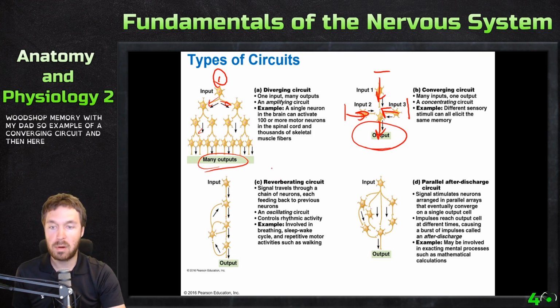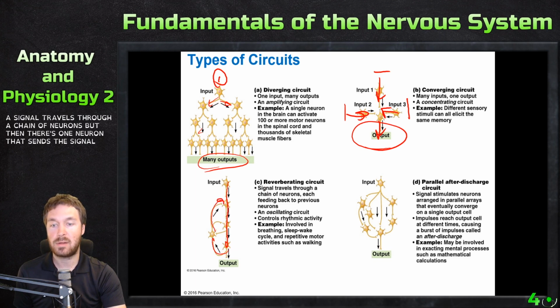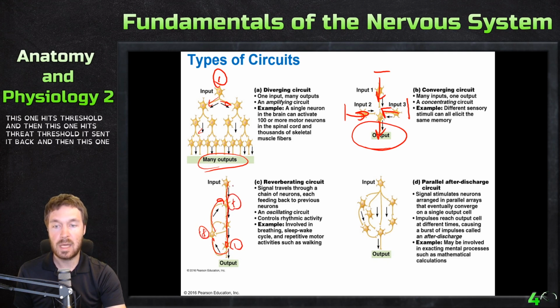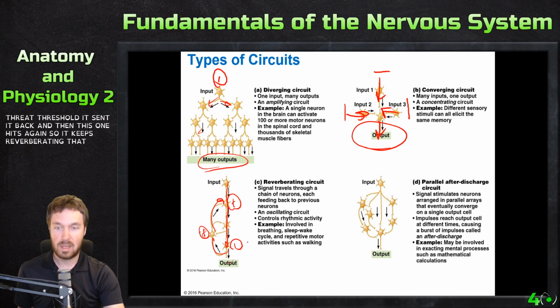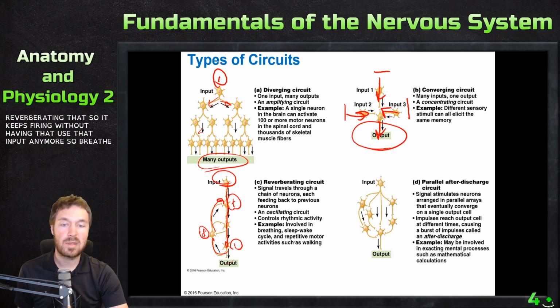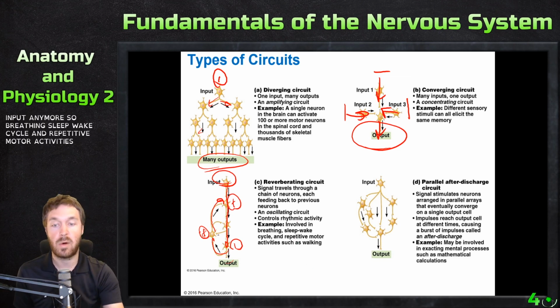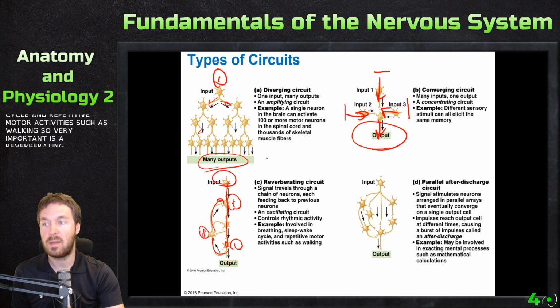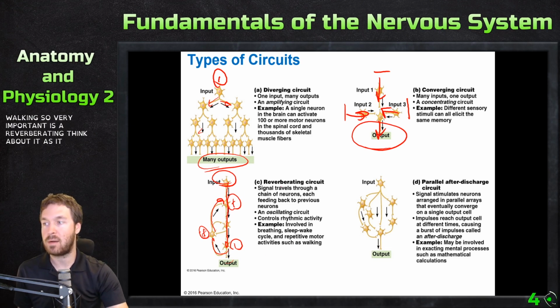And then here, a reverberating circuit. This one's important for walking. So the signal travels through a chain of neurons, but then there's one neuron that sends the signal back to the initial. So if this one hits threshold, and then this one hits threshold, it sends it back, and then this one hits again. So it keeps reverberating then. So it keeps firing without having to use that input anymore. So breathing, sleep-wake cycle, and repetitive motor activities such as walking. So very important. So reverberating, think about it as like bouncing back and forth.